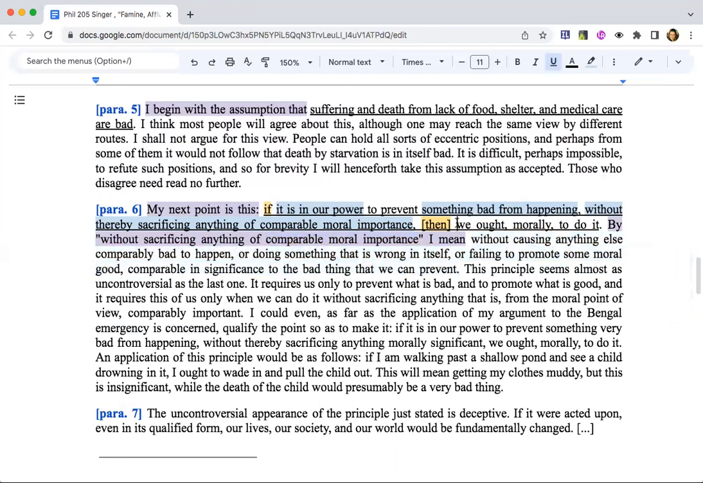There are 3 criteria. When they're met, you have an obligation, and this is specifically what it means to sacrifice something of comparable moral importance, according to the author. This principle seems almost as uncontroversial as the last one. Is that true? When I ask students this, when I poll it in the context of teaching it in person, they usually say yes, and likewise in surveys, that it seems really, really plausible. It requires us only to prevent what's bad, promote what's good, and it requires this of us only when we can do it without sacrificing anything that is, from the moral point of view, comparably important.